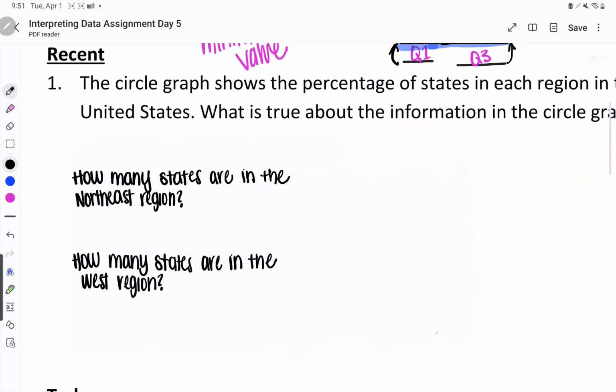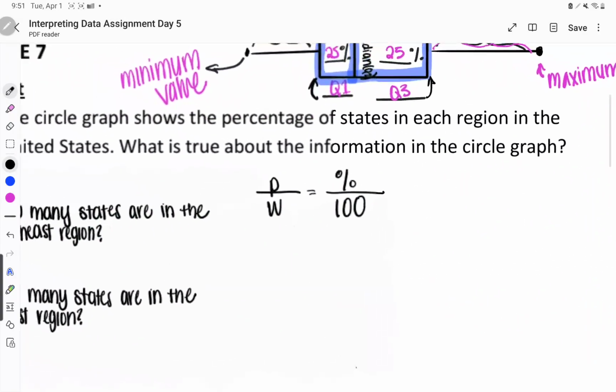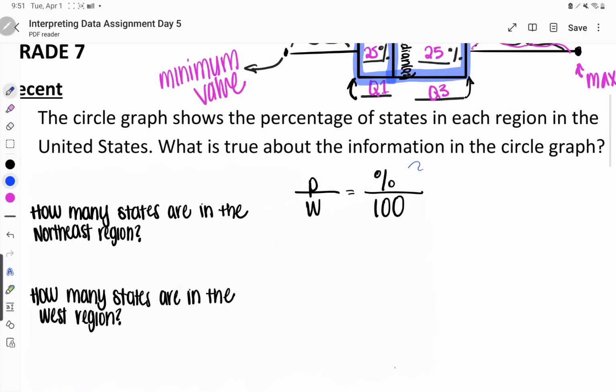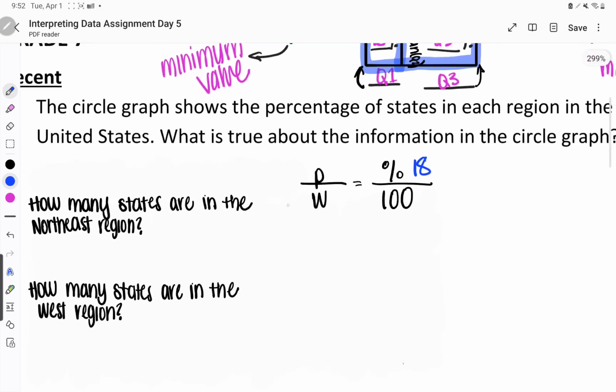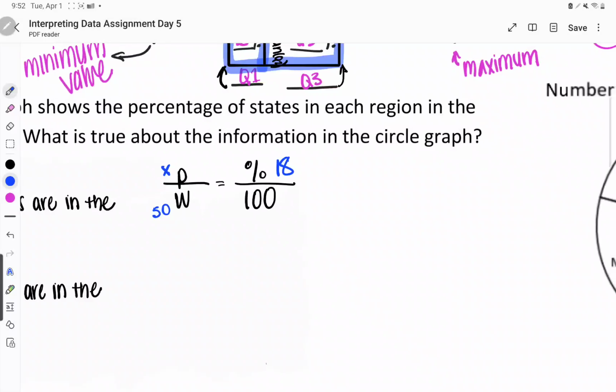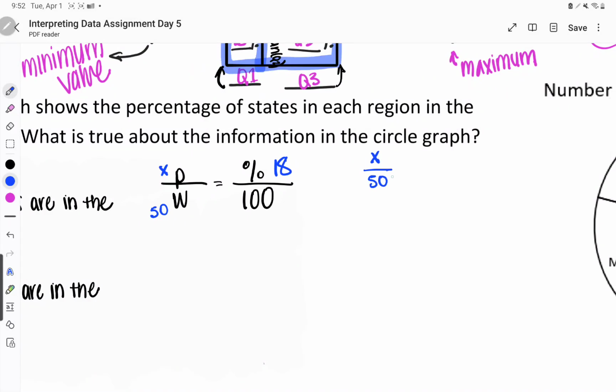So since it's a percent, I set up a proportion. And nothing changes, so I have a part over whole equals percent over 100. Well, I know that the Northeast is a percent, so that would go in my percent spot, which would be 18. Then, what would my whole be? We're talking about the United States, so what would my whole be? 50, because there are 50 states in the United States. And then my part is x, because I don't know how many states are in the Northeast region. So I would have x over 50 equals 18 over 100.